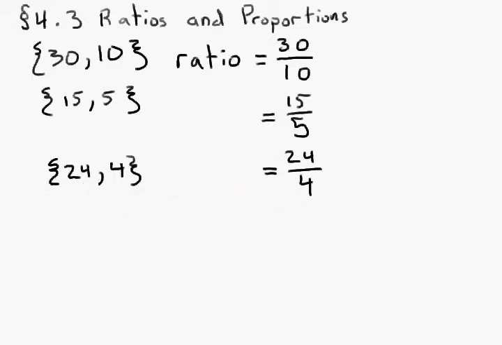Okay, so you might be sitting there thinking, well, we can reduce these guys. That is correct. This ratio, 30 to 10, would reduce down to 3 to 1. Likewise, 15 to 5 would reduce to 3 to 1. 24 to 4, however, would reduce down to 6 to 1.